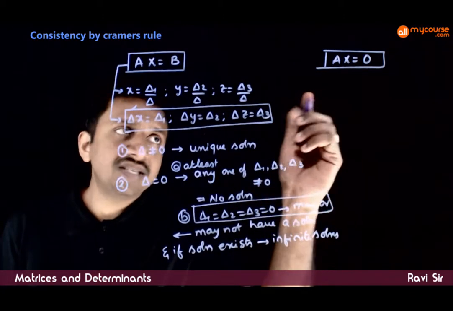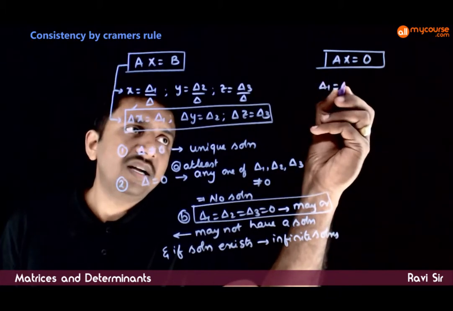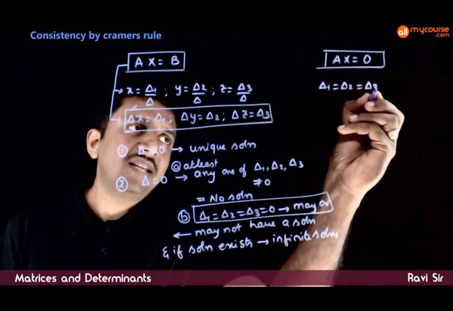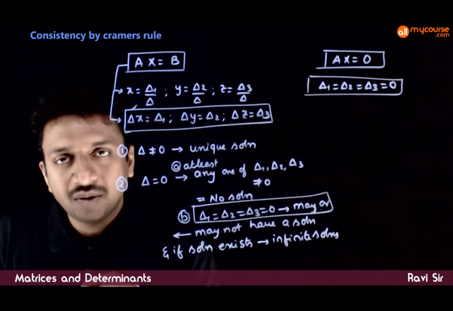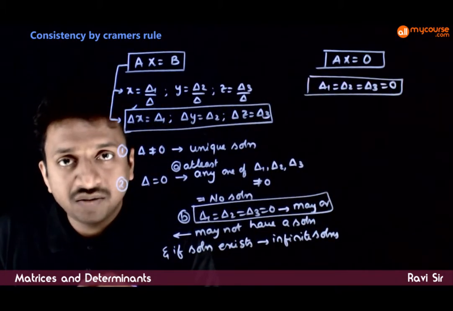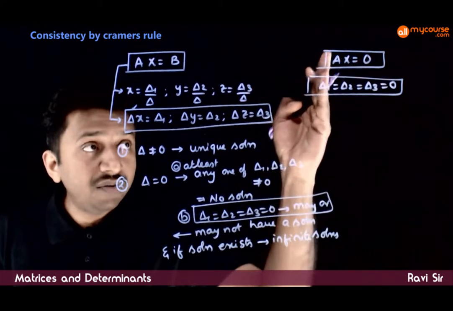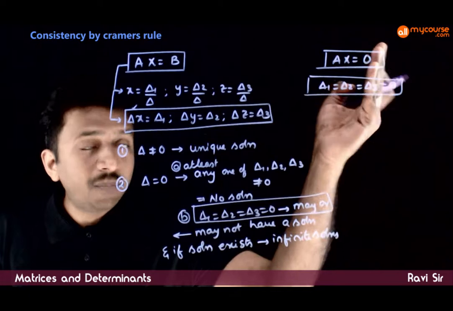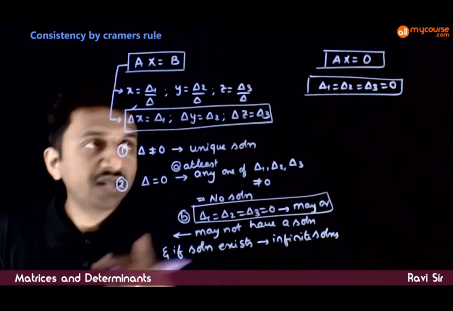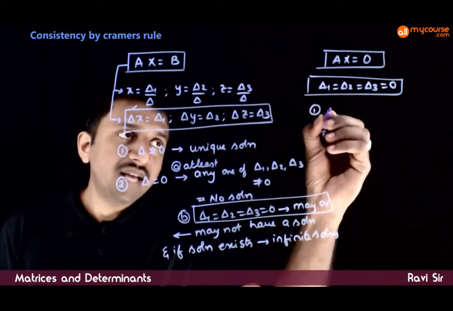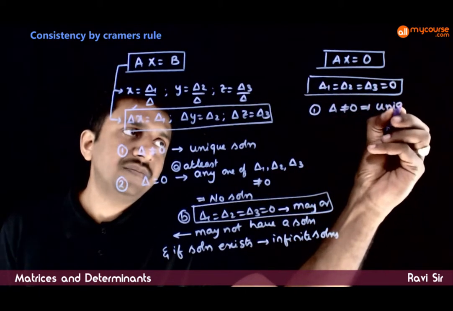And for homogeneous equations, you can see that delta 1, delta 2 and delta 3 are automatically equal to zero, because if you take out one column of A and completely replace it with zeros, the determinant will automatically be equal to 0. So in this case, you have only two cases. If delta is not equal to 0, it implies a unique solution.